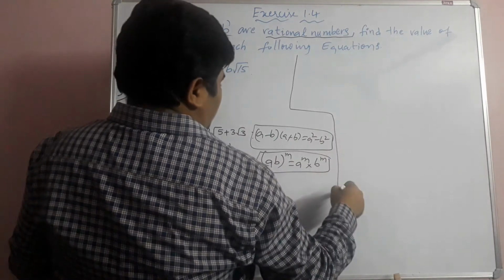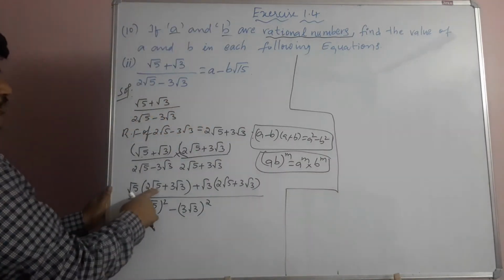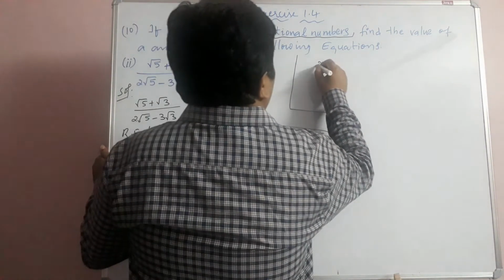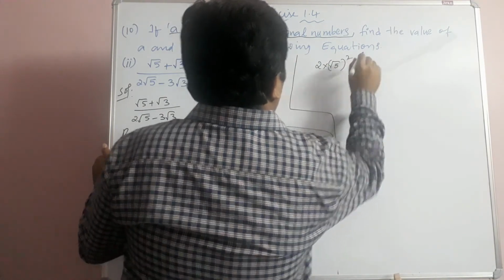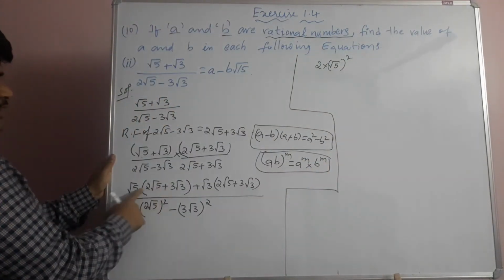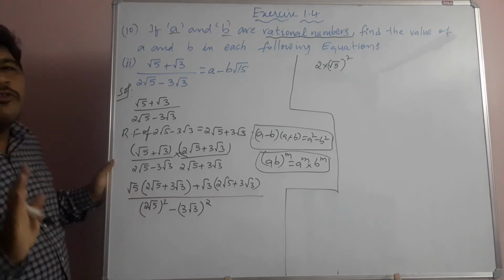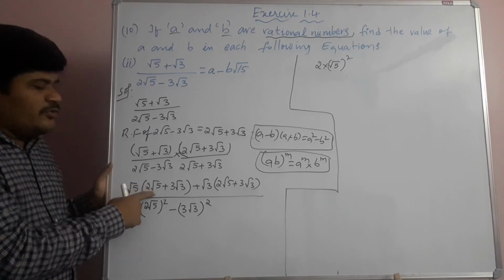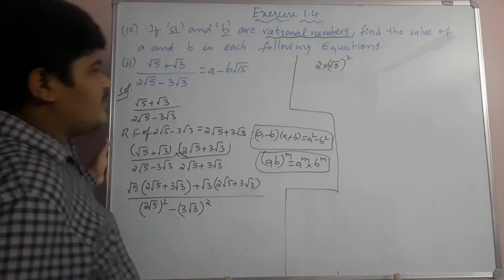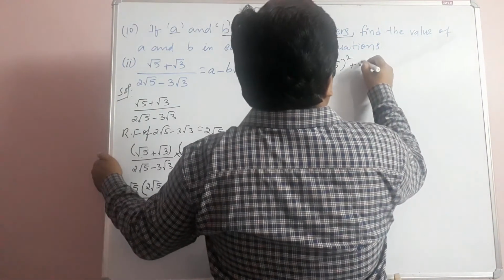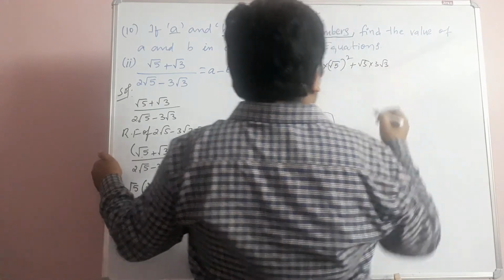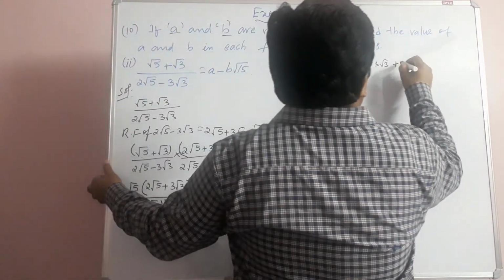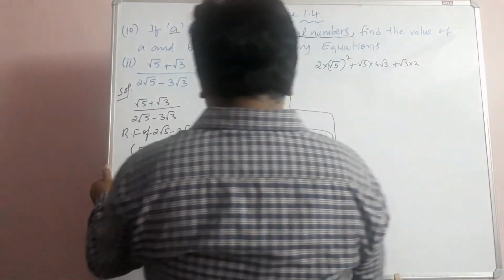So students, see here, root 5 into 2 root 5, we can write it as 2 into root 5 square. Plus here, students, what property is this? Distributive property: a of (b plus c) means a into b plus a into c. So root 5 into 2 root 5 plus root 5 into 3 root 3. Now plus root 3 into 2 root 5.